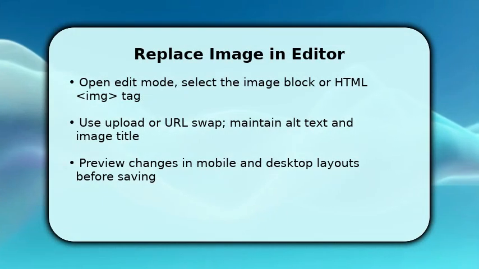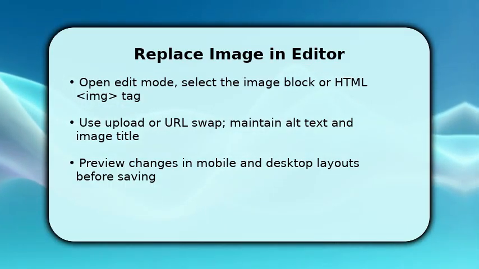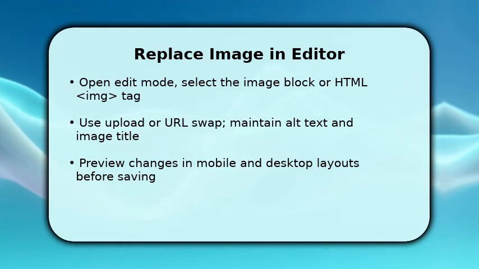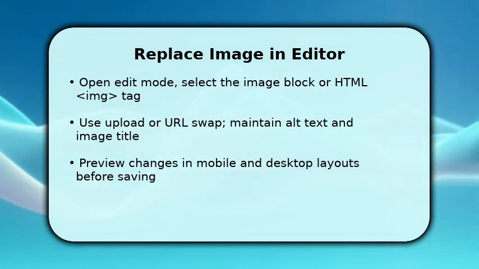You now enter the article edit mode and select the image block or the HTML tag that references the current asset. Replace the file by uploading the new image or swapping the URL, and make sure to preserve or update the alt text and accessible title for clarity and SEO.